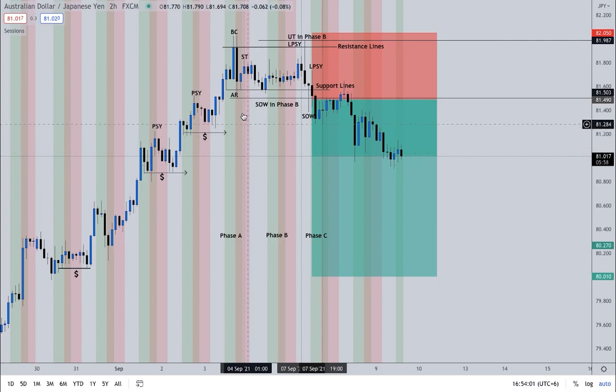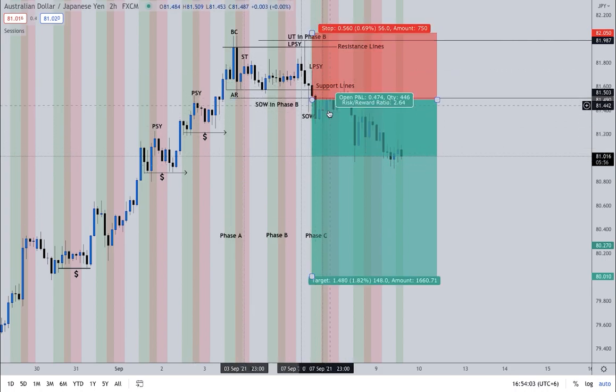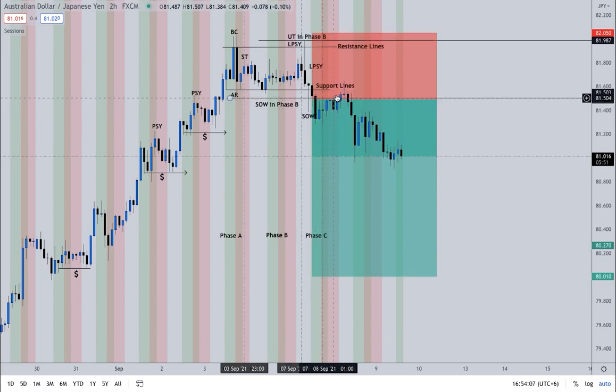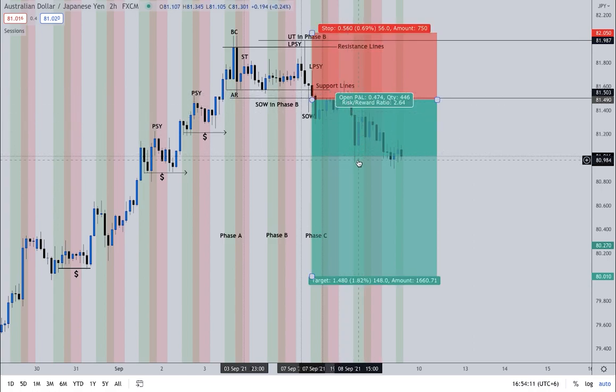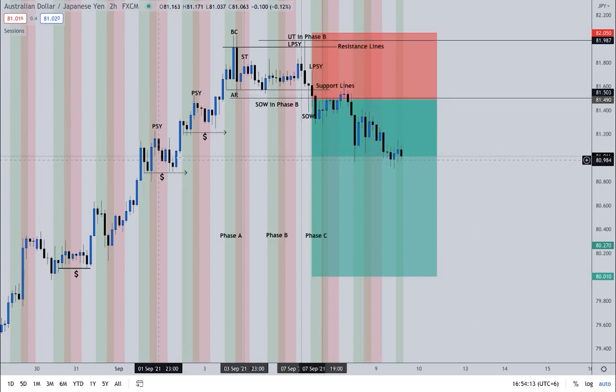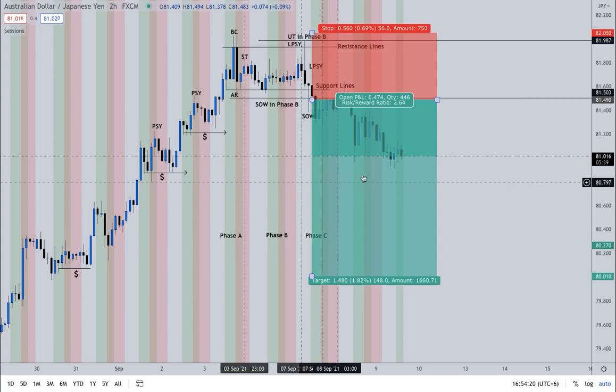After the LPSY, we took the trade from right over here. Price came to test again, as it always does, and strongly rejected, then went lower. There are a lot of liquidity pools and inefficiencies below. Therefore, price needs to fill these imbalances and liquidity pools, which work like magnets.